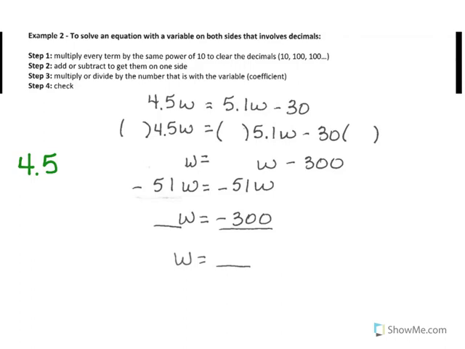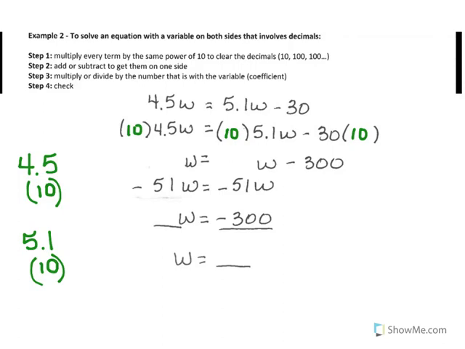If I'm looking at 4.5, 4.5 has one number after the decimal, which means it has one zero. So I will multiply it times 10. I would also look at the 5.1, which has one number after the decimal. So I will multiply it by 10. Since they both have the same number of numbers after the decimal place, I'm going to multiply each term by 10. And within my problem situation, I will go ahead and put 10 in those parentheses.